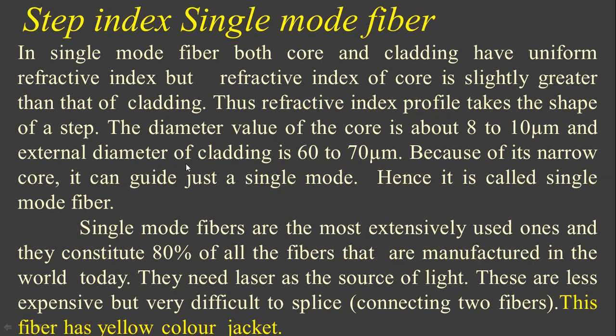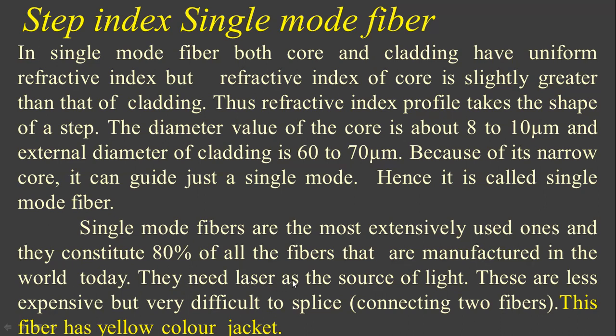And the external diameter of the cladding is 60 to 70 micrometer. Because of its narrow core, it can guide just a single mode. Hence, it is called a single mode fiber. And single mode fibers are the most extensively used ones, and they constitute 80% of all the fibers that are manufactured in the world today.